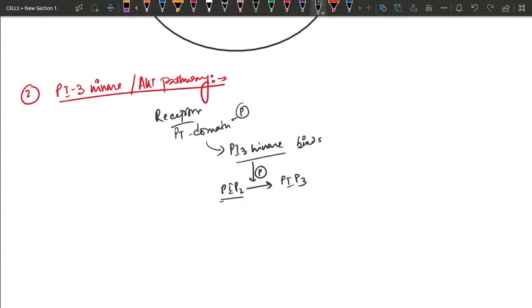It was phosphatidylinositol diphosphate (PIP2) to phosphatidylinositol triphosphate (PIP3). It acts as a secondary messenger. It also acts as a secondary messenger.